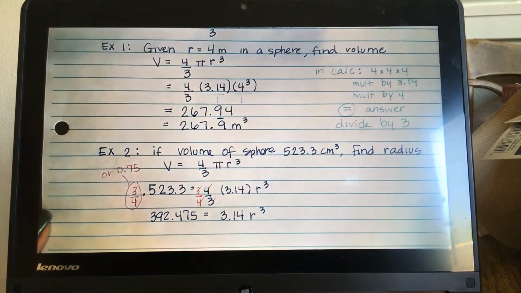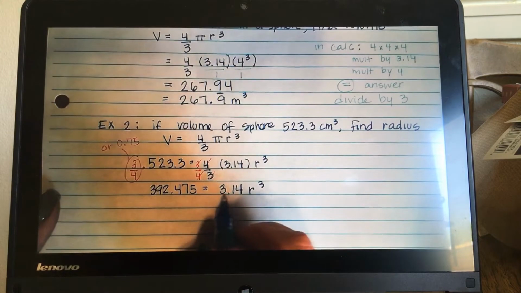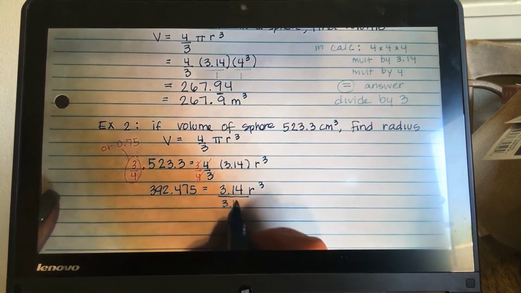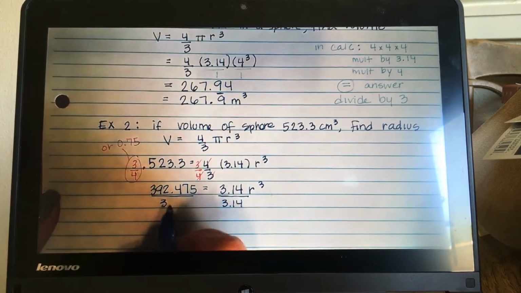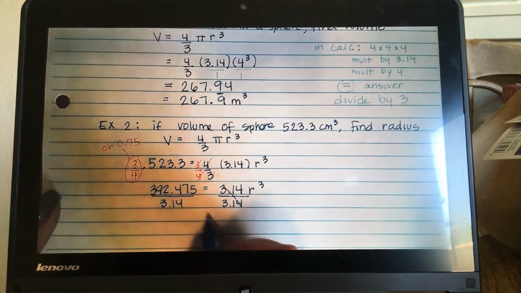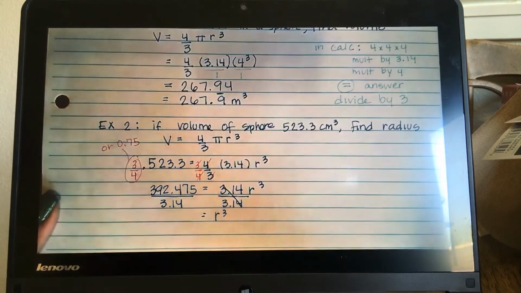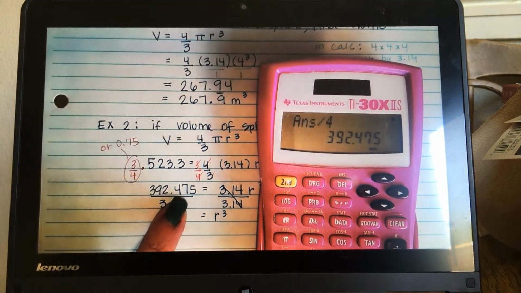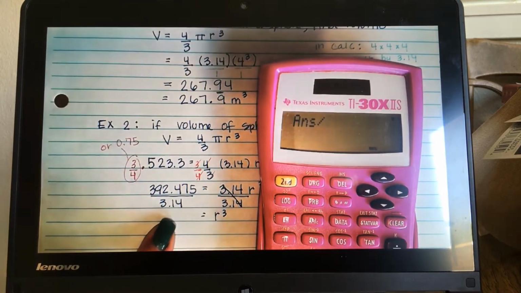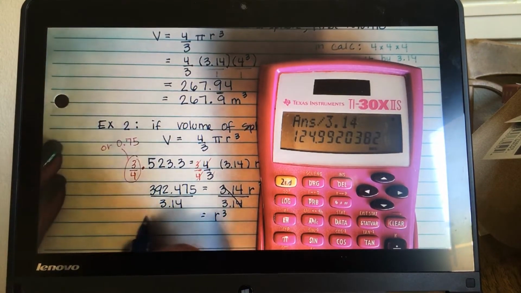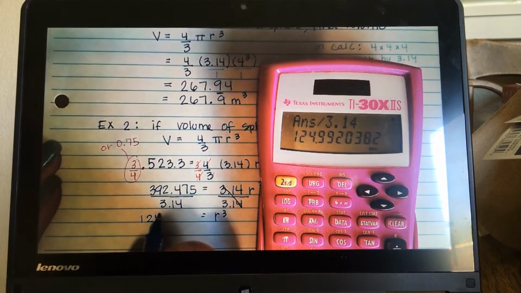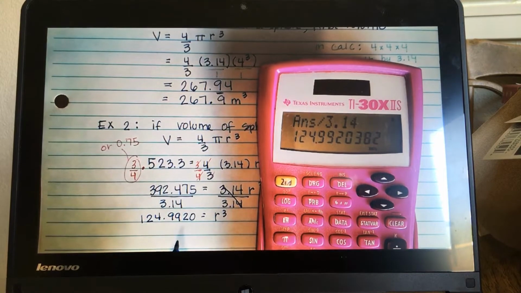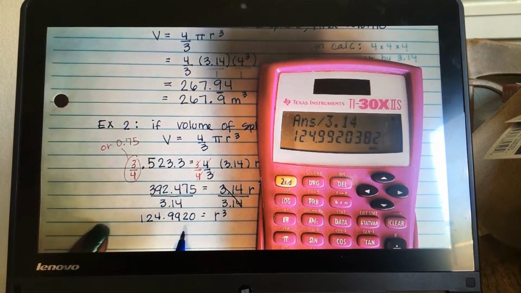The next thing that I'm going to do, opposite operations, is divide by pi, 3.14. Those cancel out. Nice family of 1. So 392.475 is going to be divided by 3.14. And that gives us, messy number, 124.9920. There's more numbers in the calculator, but I'm going to just write that down.